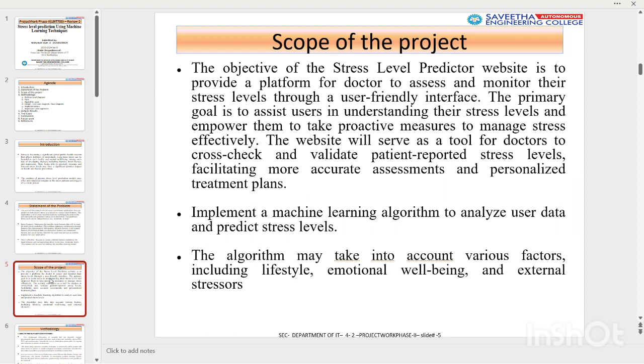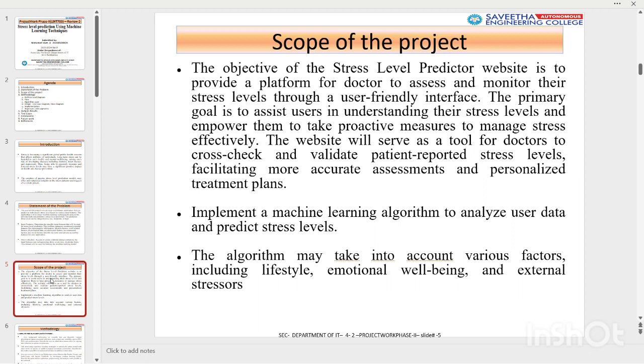And the scope of our project: the objective of the stress level predictor website is to provide a platform for doctors to assess and monitor the stress level through a user-friendly interface. The primary goal is to assist users, including understanding their stress level and empower them to take protective measures to manage stress effectively. The website will serve as a tool for doctors to cross-check and validate patient-reported stress levels, facilitating more accurate assessment and personalized treatment plans.